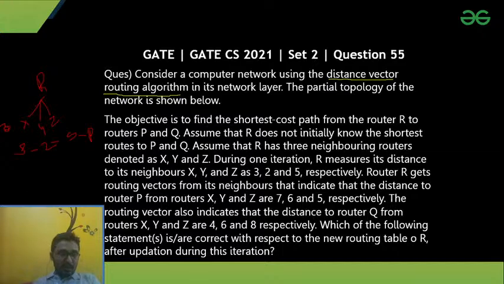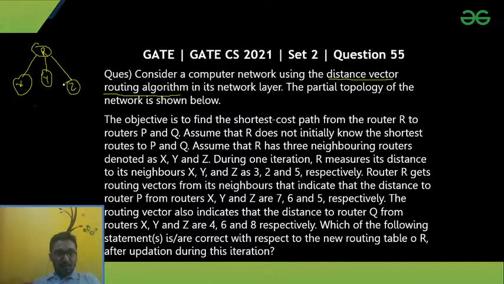Now, one more thing. Let us try to solve this question here itself. Let us not jump into the previous and next part. Let me take a yellow pen, it is more visible. So once again, let's try to build a topology by ourselves. R is given. R is connected with X, Y, and Z, and X, Y, and Z are at distance 3, 2, and 5.